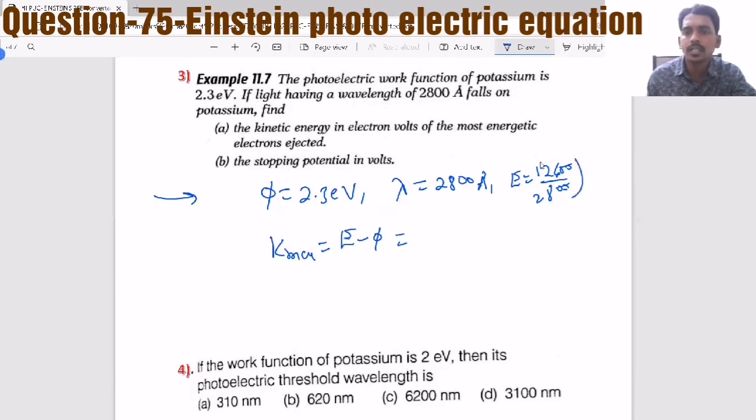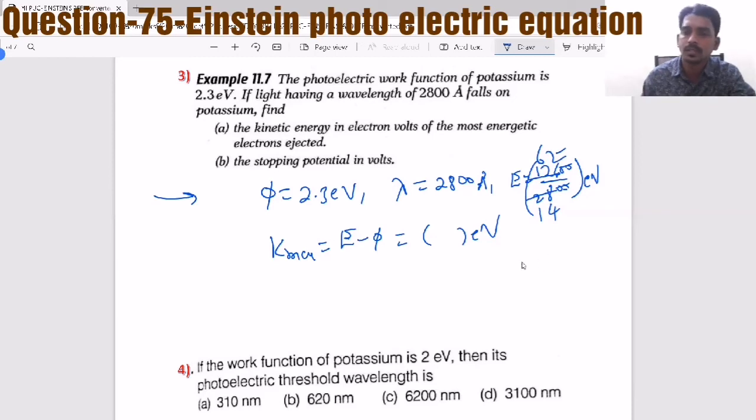See, here you will get directly the value in terms of electron volt. Phi they have given in electron volt, then you will get the answer in electron volt. Just this division is important. So just try to do it by approximation as I said, 124 and 28, that is 62 by 14.